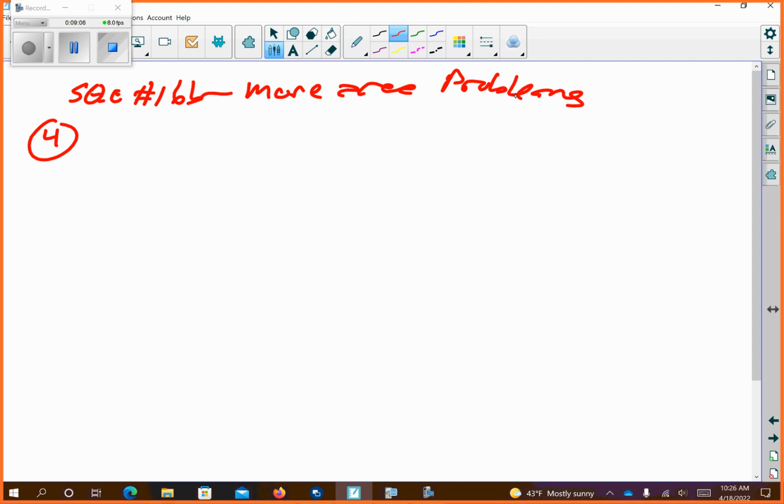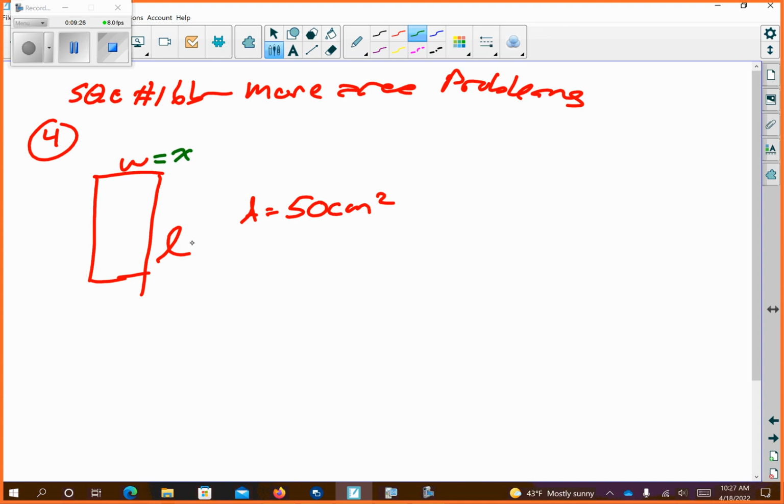Okay, so let's take a look at number 4. First off, we're talking about the area of a rectangle. So we have a length, we have a width. I can draw a rectangle, things would look a little nicer. They tell us that the area is equal to 50 square centimeters. And they also tell us that if the width is x, then the length is 5 more than the width. Okay? So that's what we have to work with so far. We're calling the width x. I guess we could have left it as w, but we'll call it x.